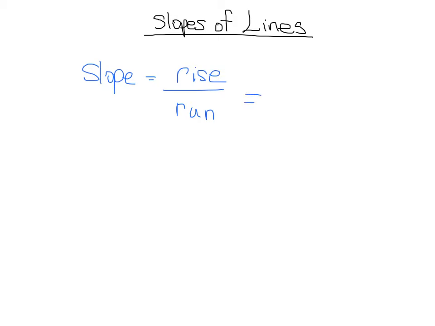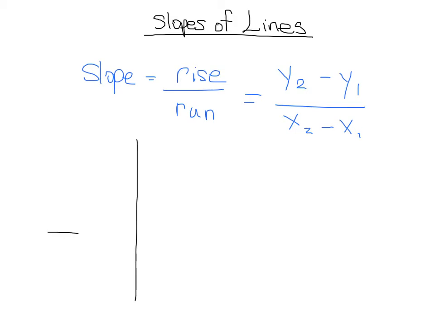So now, if you're looking at a coordinate plane, the rise is measured by the difference between the y coordinates. So the rise is really y2 minus y1, the change in the y coordinates between 2 points, over, and now we're looking at the x coordinates, so you guessed it, x2 minus x1. All right, so what does that mean? Let's take a look at an example.